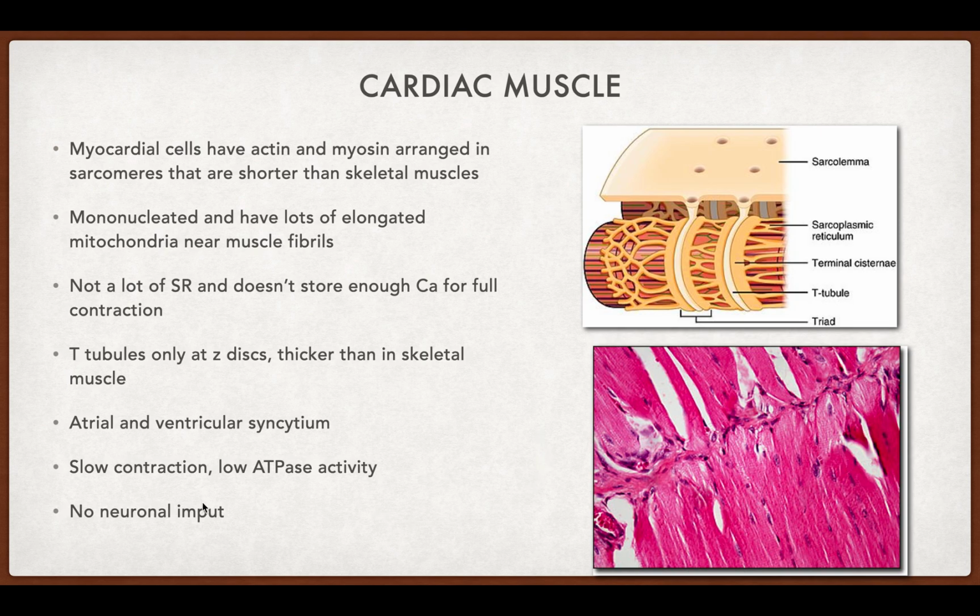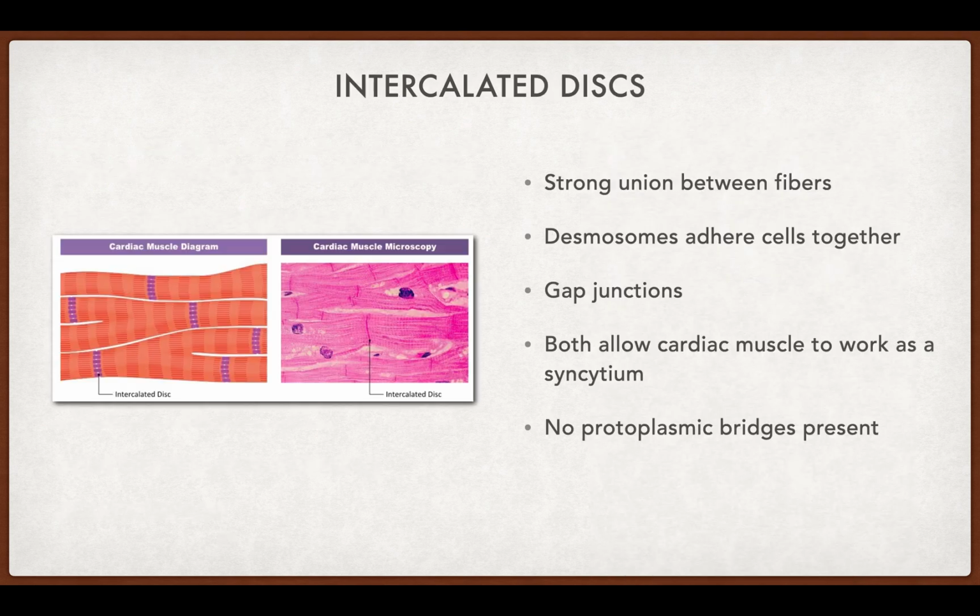They have a slow contraction compared to skeletal muscle, low ATPase activity, so there's less relaxation involved, and most important of all, these can contract without any neuronal input, so your brain isn't telling your heart to constantly contract because this is an involuntary muscle.